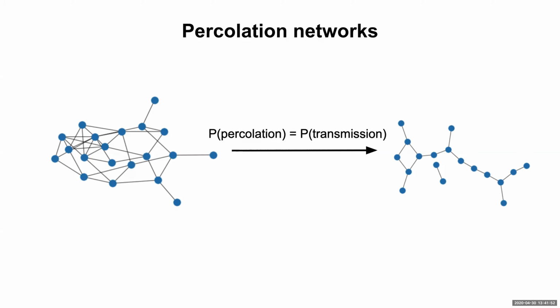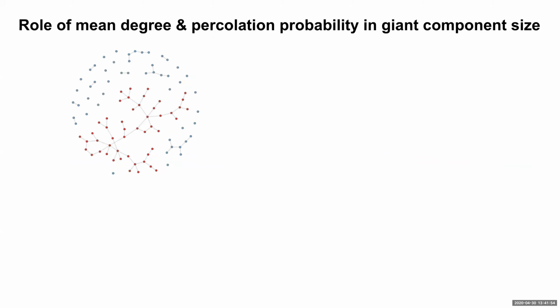Now, for an epidemic to occur, it is important that the percolation network has a giant connected component, because the number of nodes present in that giant connected component of the percolated network basically gives us the number of individuals who ultimately get infected by the disease.